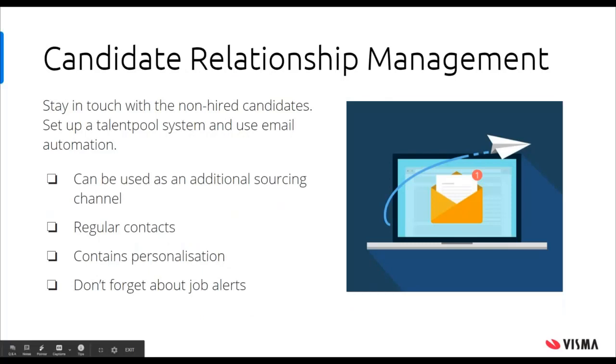So this candidate relationship management, you could use some talent pooling. Some ATS systems offer the possibility to create talent pools. And with these talent pools, you can send targeted email messages to these candidates in the pools. And that's where you can use email automation, so you don't have to type one single email for every candidate. You can do this in bulk using smart tags in emails. You can tailor the email to the candidate or the type of expertise this person has. And it can also be used as an additional sourcing channel.